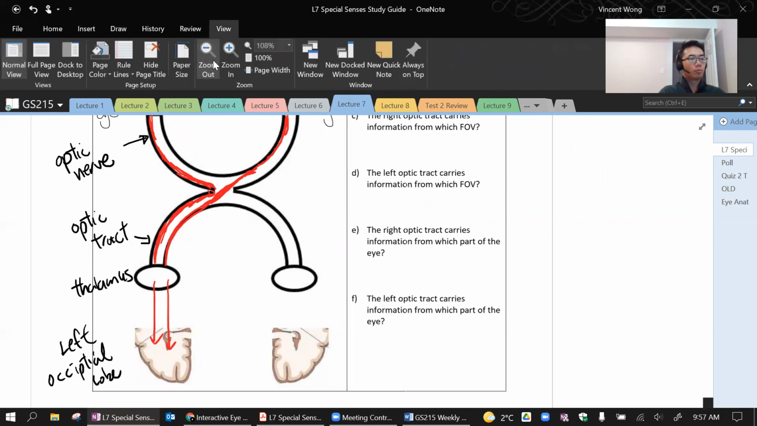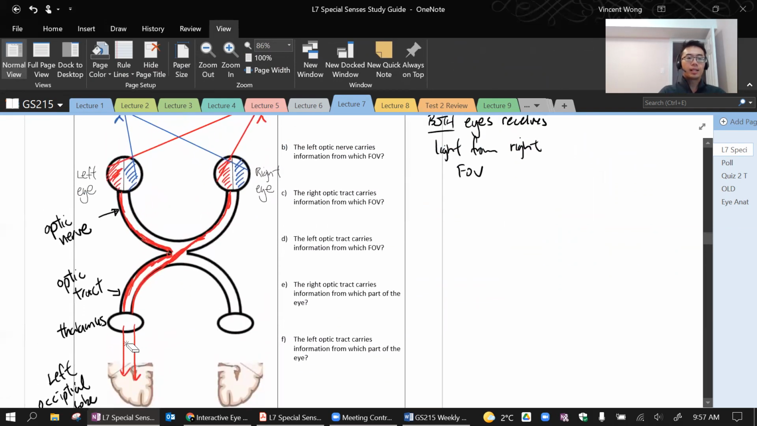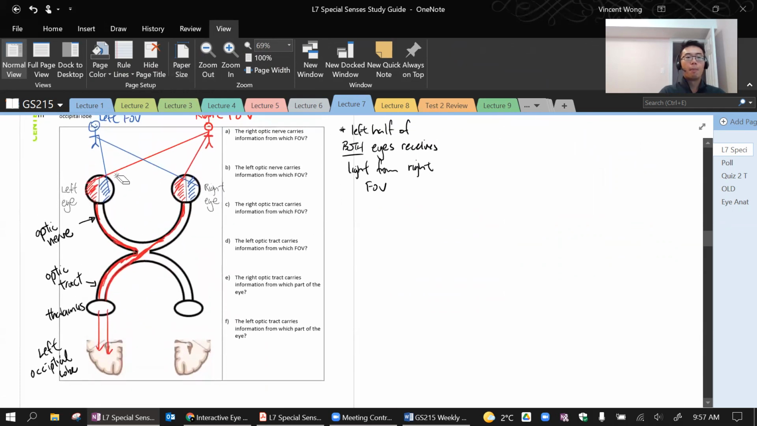So what does that say? Well, the left side of the brain actually receives information from both eyeballs. Sometimes we get too ingrained with this notion that the right half of the brain controls the left half of the body, and vice versa, right? But there are exceptions. In this case, both eyeballs will send information to the left brain, and they will send information to the right brain as well.